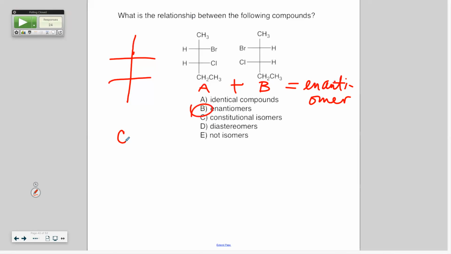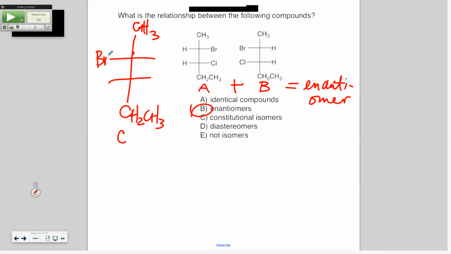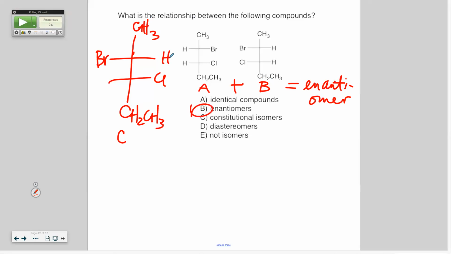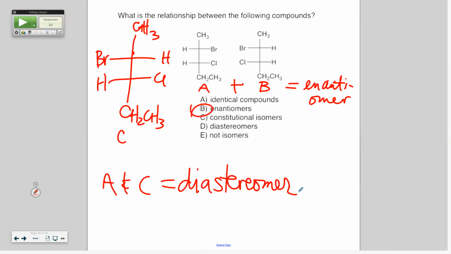Okay, so this one's going to be C. So if I'm going to make this a diastereomer, what do I got to do? I got to have the bromine and the chlorine on the opposite sides. Now, if you swapped the bottom one, that's okay. It's still a diastereomer. So A and C are diastereomers. So do you see the difference between an enantiomer and a diastereomer? Yes? No? Maybe so?